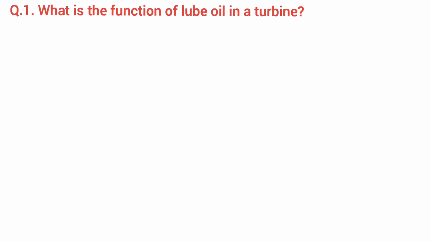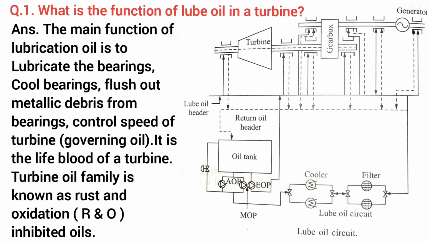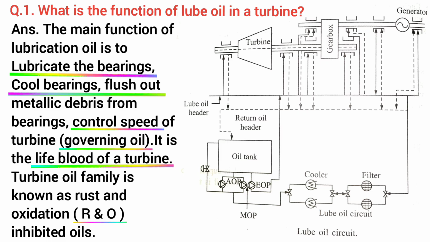What is the function of lube oil in a turbine? The main function of lubrication oil is to lubricate the bearings, cool bearings, flush out metallic debris from bearings, and control the speed of turbine as governing oil. It is the lifeblood of a turbine. Turbine oil family is known as rust and oxidation, R&O, inhibited oils.